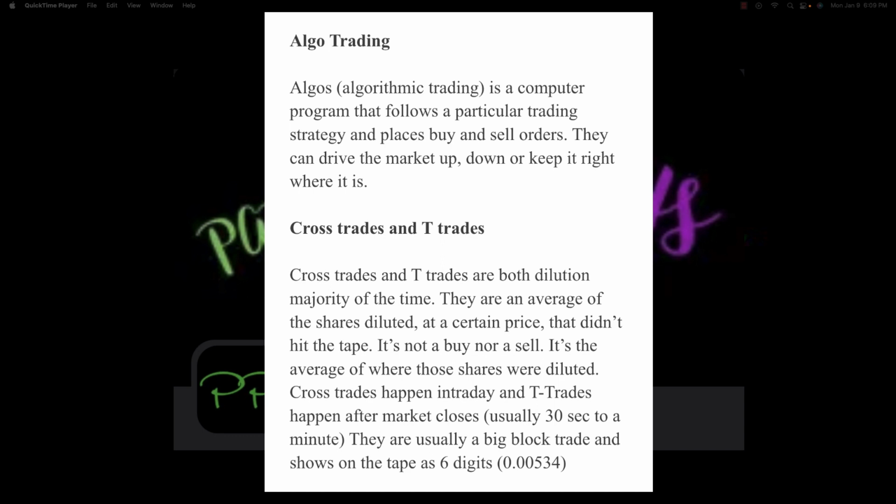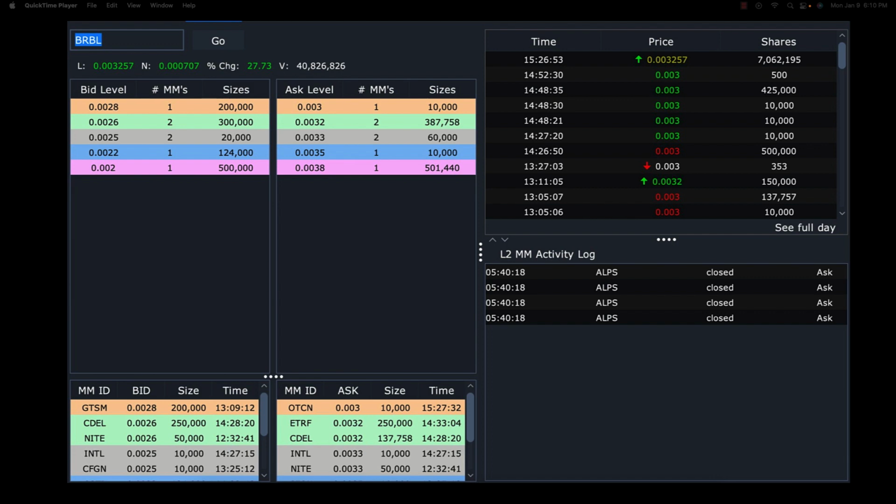They're usually a big block trade and show on the tape as a 6-digit trade. So as you can see in the pic there, you have a 7 million share trade with a 6-digit 003257. That is a cross trade during the day. After hours, it'll look exactly the same way.